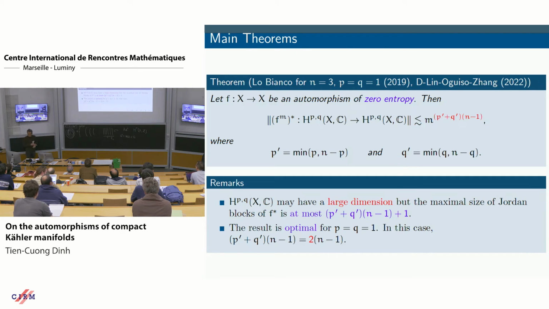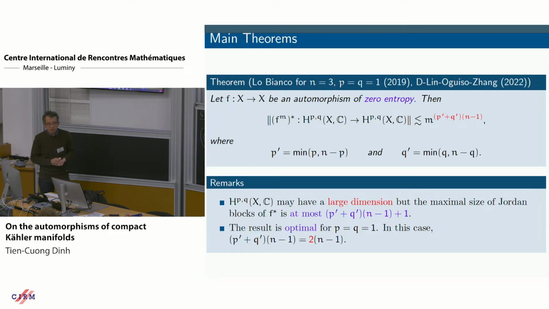So here's the first theorem for the case of one automorphism. You take any automorphism F from X to X of 0 entropy. So we know that the action of F on cohomology should have a spectral radius 1. So the eigenvalue has modulus at most equal to 1. Actually, it should be equal to 1 because it's invertible. So it should be of modulus 1.